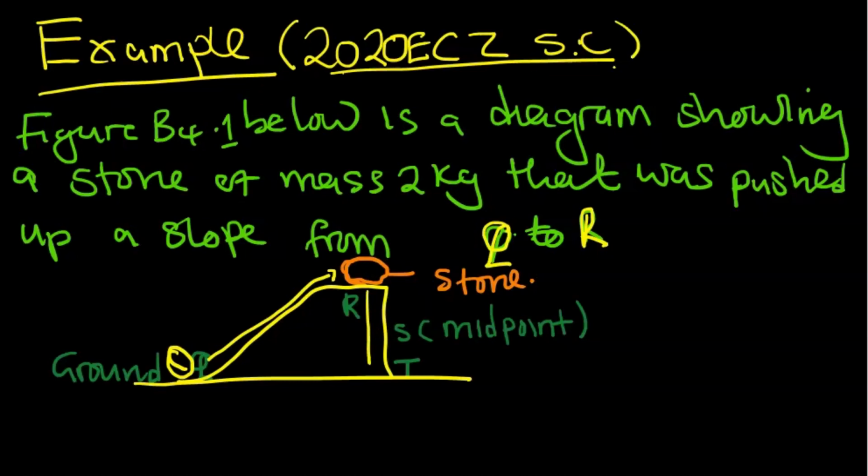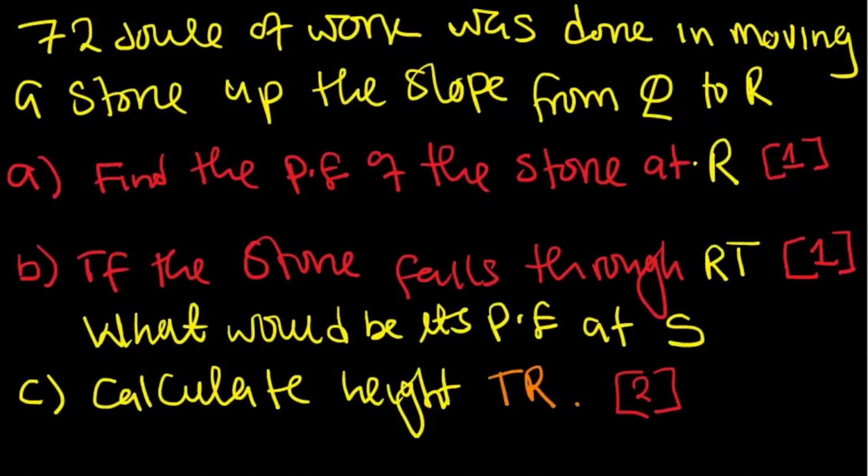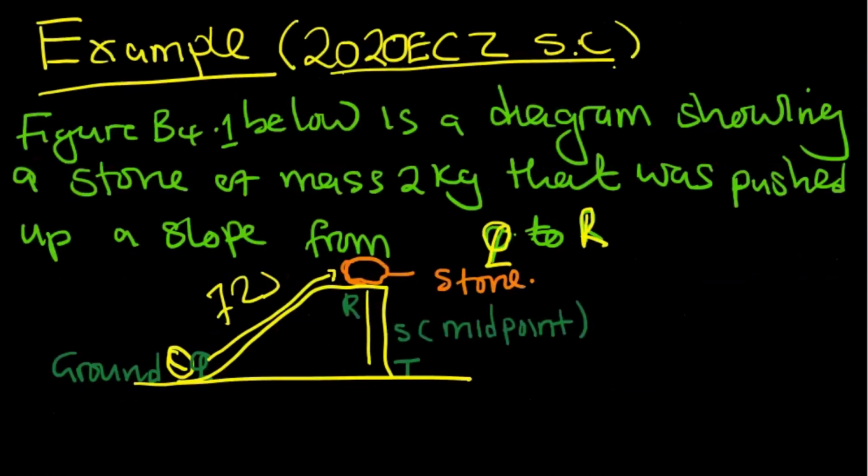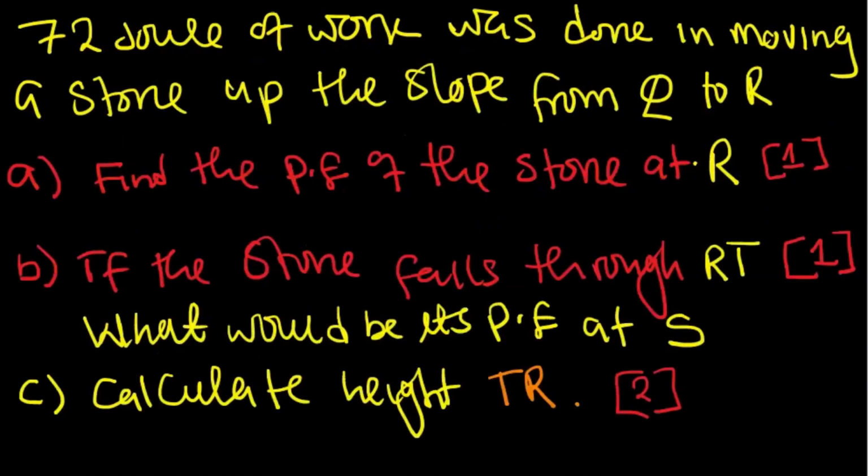Now, what is the question? Find the potential energy of the stone at R. So find the potential energy of the stone at R. Here on top, what is the potential energy of the stone? So now, how do you find the potential energy of the stone at this point? What we are given in the question is the work that was done. The work that was done is 72 joule.